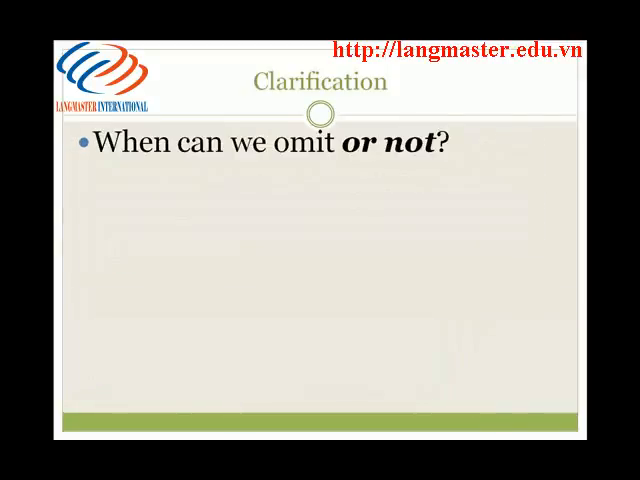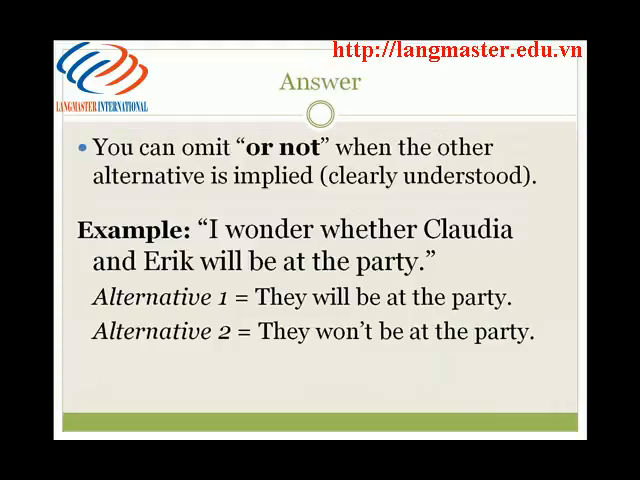Now some of you may still be confused about when we can omit or leave out or not. So let me explain a little more. You can omit or not when the other alternative is implied or clearly understood. For example, I wonder whether Claudia and Eric will be at the party. The first alternative, they will be at the party. The second alternative, they won't be at the party. The second alternative isn't stated, but it's clearly implied, so we can leave out or not.